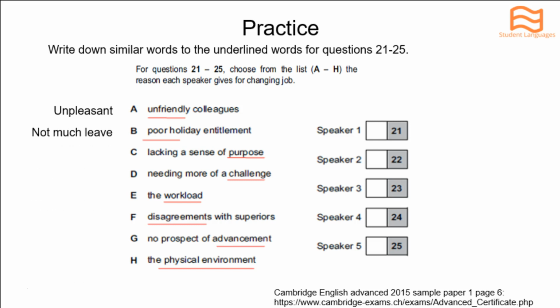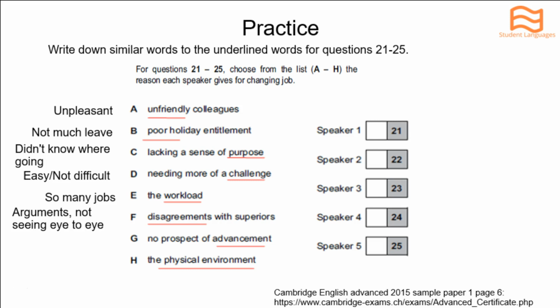Not much leave is the same as poor holiday entitlement. Don't know where going is the same as lacking a sense of purpose. Needing more of a challenge means it's easy or not difficult. So many jobs is another way to talk about the workload. Arguments and not seeing eye to eye, similar to disagreements. No glass ceiling or promotion is the same as advancement. And buildings, chairs, space, etc. are all types of physical environment.